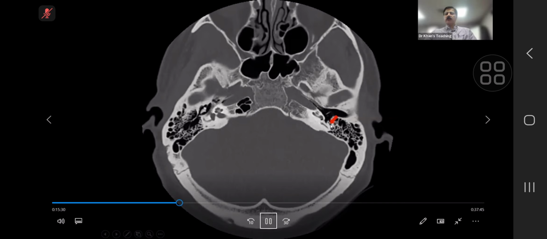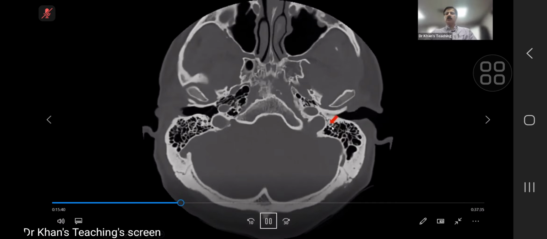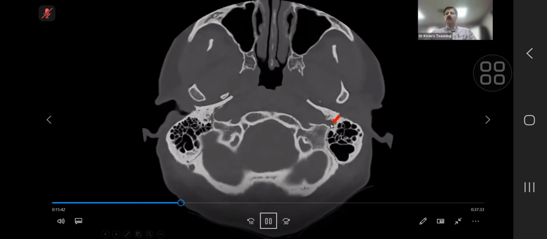If you look very carefully, there is a dot here. This is the stapedius muscle actually. And this is the descending portion, and it will go up.